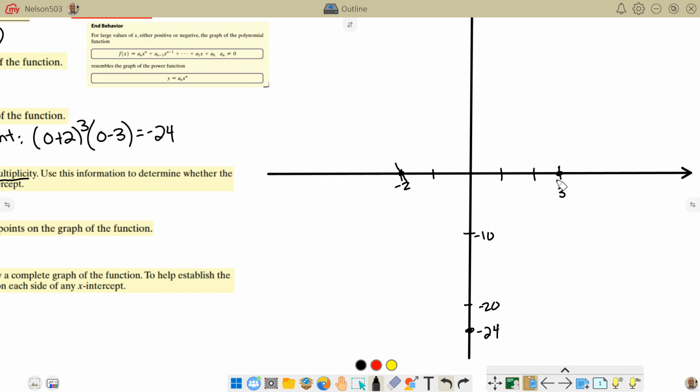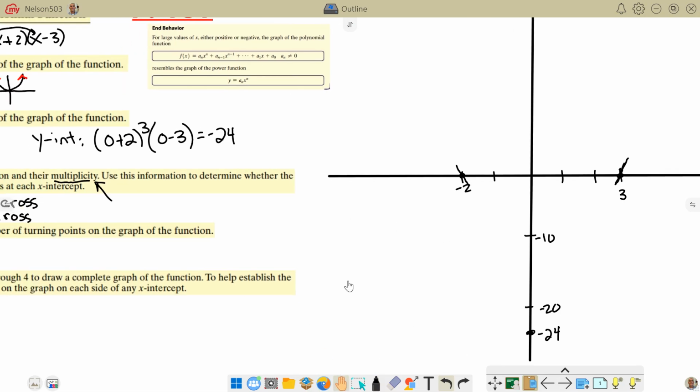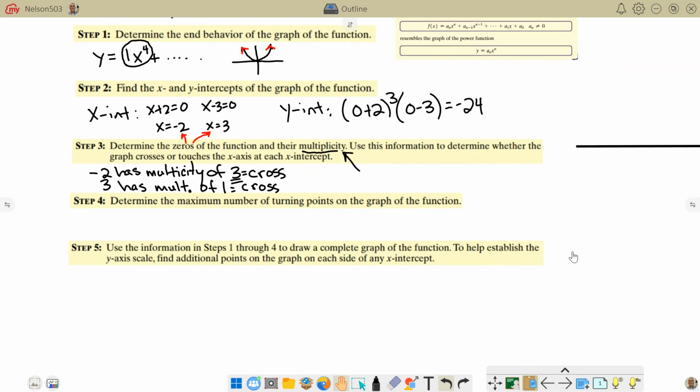So if you had it touching and going the other way, like if you had it coming up, touching and going down, or coming down, touching and going up, you're missing that part right here about multiplicity, okay? So I don't want to jump the gun here. I'm feeling pretty good. I think I know what this function looks like, but let's do the rest of the steps.